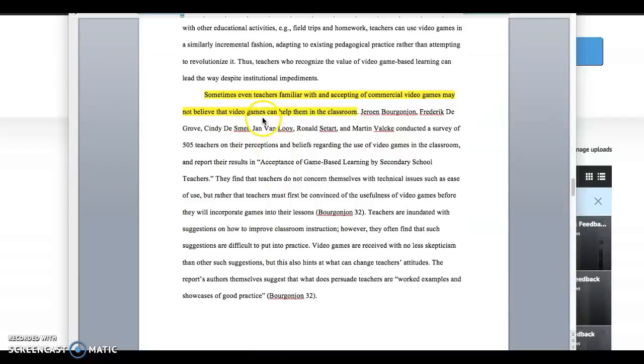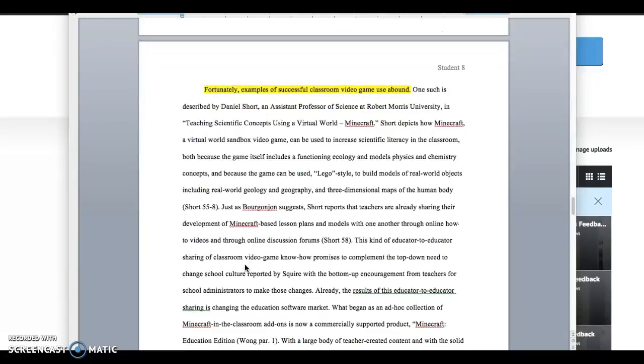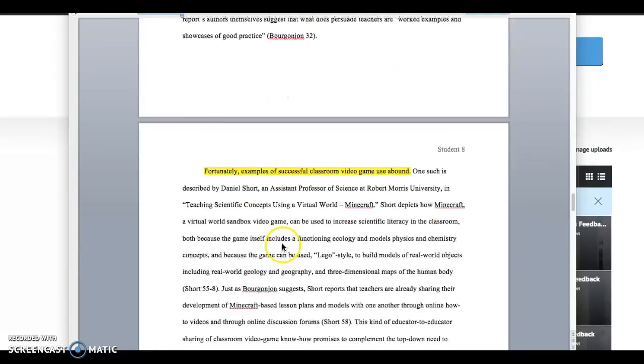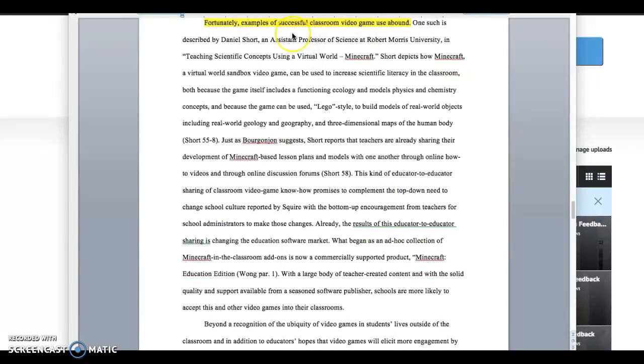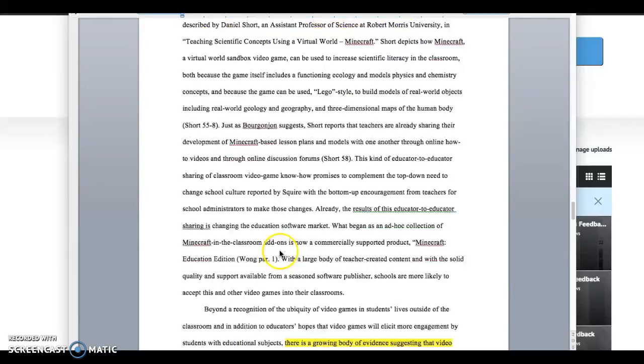Here's another your view. Sometimes even teachers familiar with and accepting commercial use of video games may not believe video games can help in the classroom. So it's another sort of argument that maybe teachers don't know what they're doing, and so they find themselves not willing to use video games because they don't know, and so he kind of argues that. This paragraph again was pretty heavy on the source use, but he then continues the discussion of this point in another paragraph about how there are lots of successful examples of video game use. And again, lots of source use. You can only do two source references per reason, and so he lost some points for overusing the sources, but other than that, the argumentation was strong.